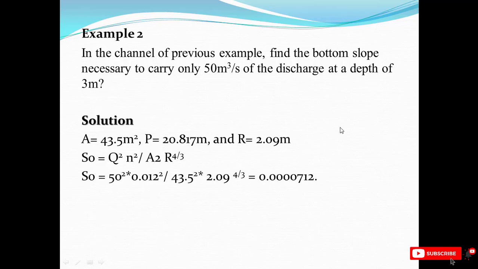In the channel of the previous example, find the bottom slope necessary to carry only a given discharge. In this case, discharge is given and slope is required. The same idea, just square the equation to remove the root of the slope and make some arrangement to find S, which is equal to 0.00007112. It is less than the previous S since the discharge is lesser.